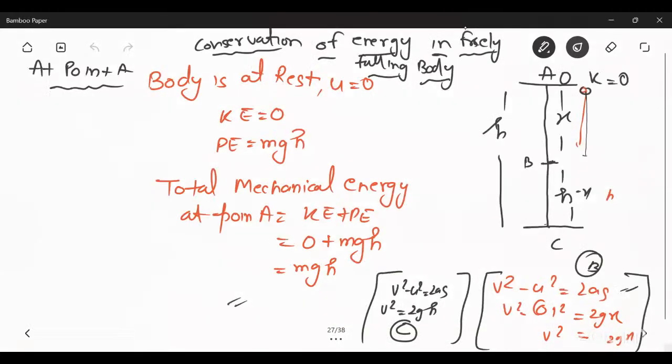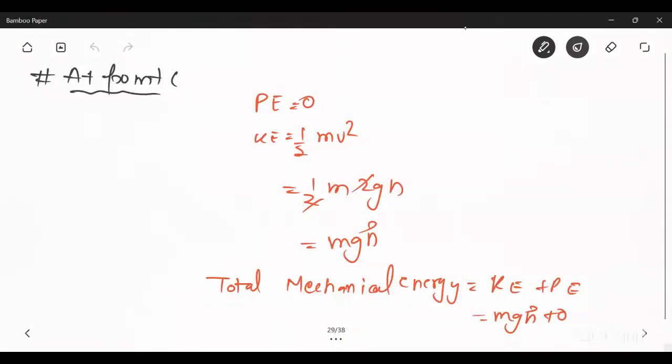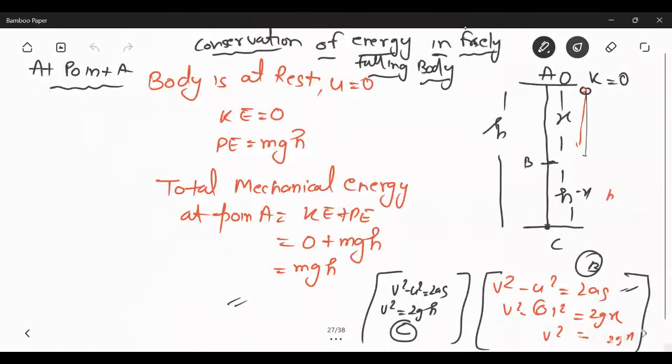Okay. Now come at point C. At point C, means at the surface of Earth, potential energy is zero and it has only kinetic energy. So from point A to C, it has covered a distance h. Okay, so on applying the third equation of motion, v square minus u square equal to 2as. Initial velocity is zero, it has covered distance h and with acceleration g. The motion of the body is downward and acceleration due to gravity is downward. That is why I have taken acceleration as positive g. Okay, so v square equal to 2gh.